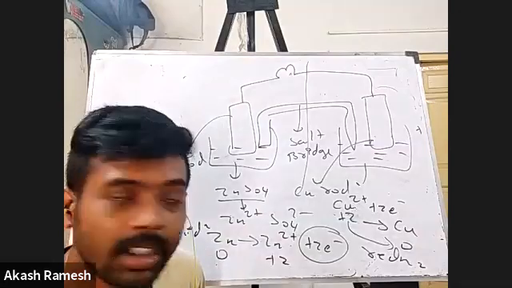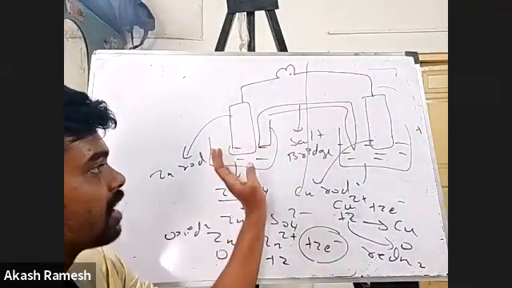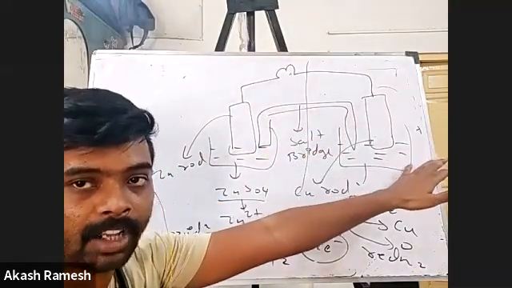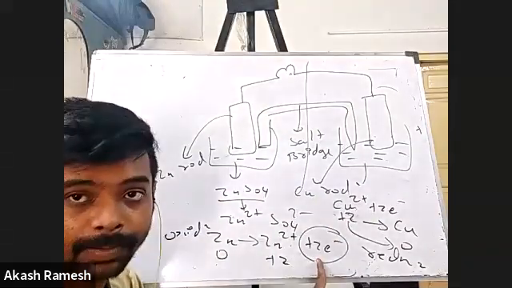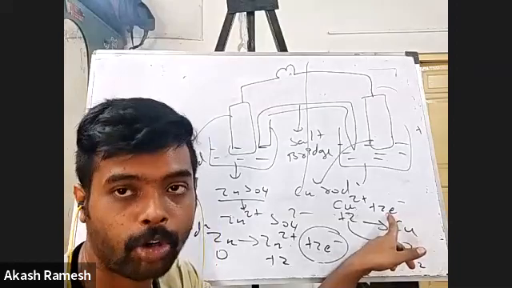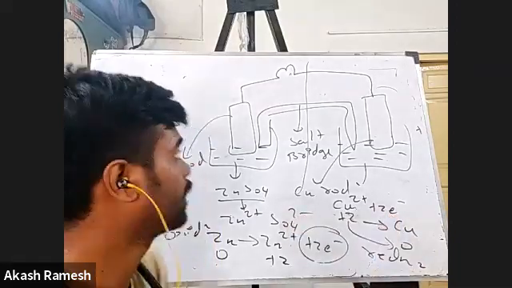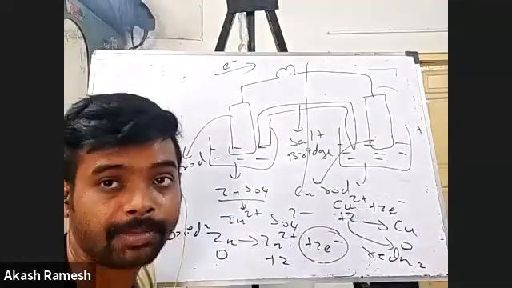Now what do you see? Electrons are getting transferred from the zinc side to the copper side. Isn't it? You can see that the zinc has lost 2 electrons, and these 2 electrons are accepted by Cu2+. So obviously the electron flow is from this direction to this direction.